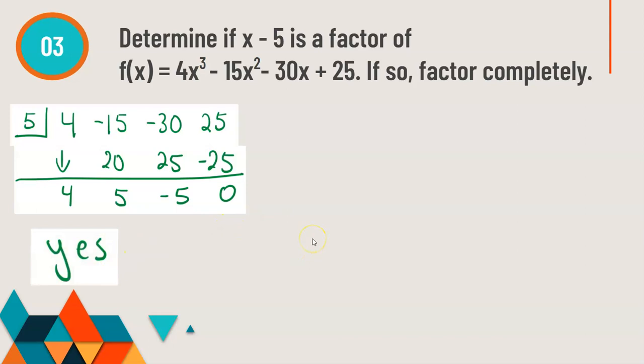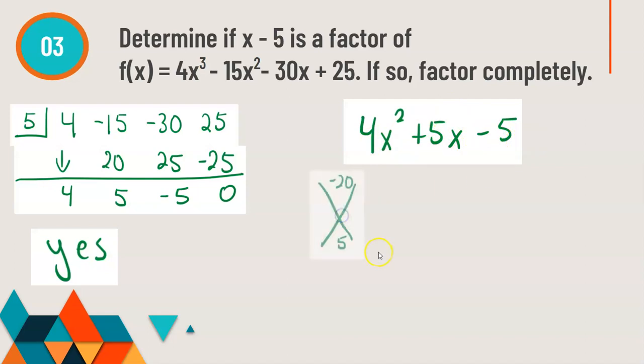We said yes. And then I want to take those coefficients and start one power less in the problem. So I'll start with x squared: 4x squared plus 5x minus 5. And then I'm going to try to factor. Since this is a trinomial and it doesn't have a GCF, I'm going to go with the x factor.